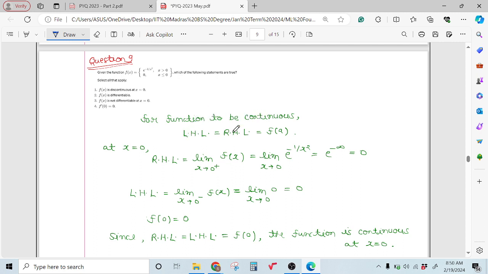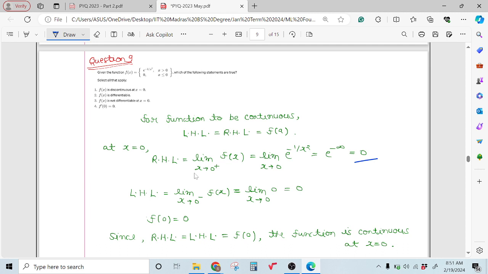For the function to be continuous, the left hand limit must be equal to the right hand limit, which should be equal to the value of the function at that point. So we will be talking about x equal to 0. At x equal to 0, the right hand limit is the limit of this function at x equal to 0 plus. So this is e to the power minus 1 by x squared. This is e to the power minus infinity, which will be 0. So the value of the right hand limit is 0, and the value of the left hand limit is also 0, because in the left hand limit the value of the function is already 0.